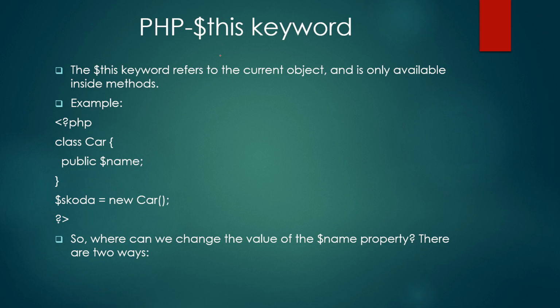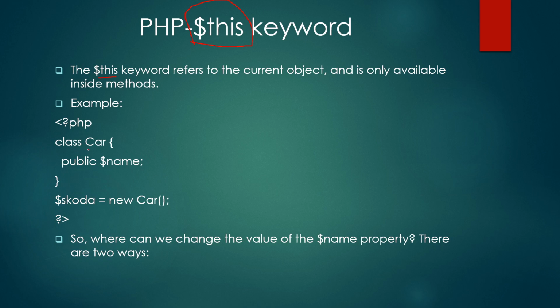Now we were using the keyword called this. So let's understand what this keyword is all about. The $this keyword refers to the current object. Current object means the current class, and it is only available inside methods. As we have seen, we used this keyword inside the method. Okay, so here I have an example.